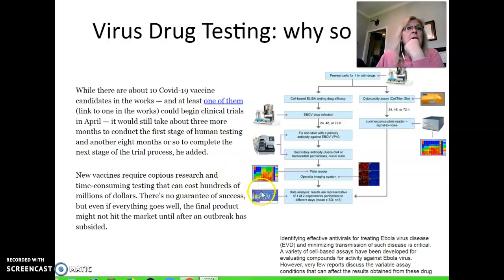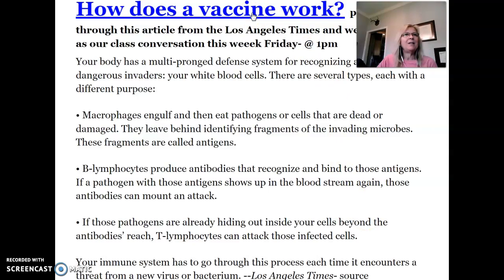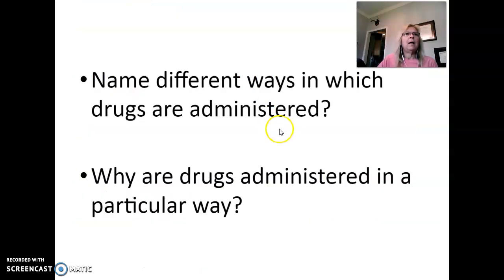And so I'm going to click ourselves onto the next slide. How does the vaccine work? This is a link to the New York Times, the Los Angeles Times article, but I want you to read through. How does the vaccine work? Our questioning on Friday is going to be based on this Los Angeles Times article. How does the vaccine work? And we are not going to go on to this part.